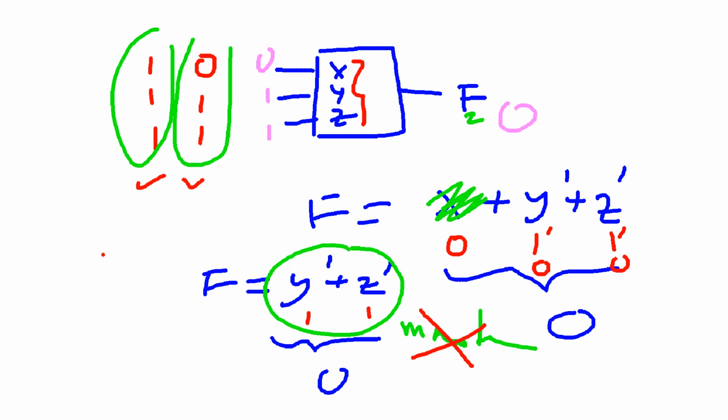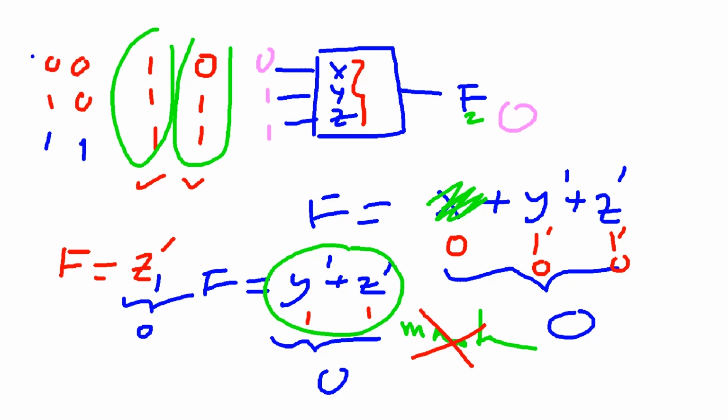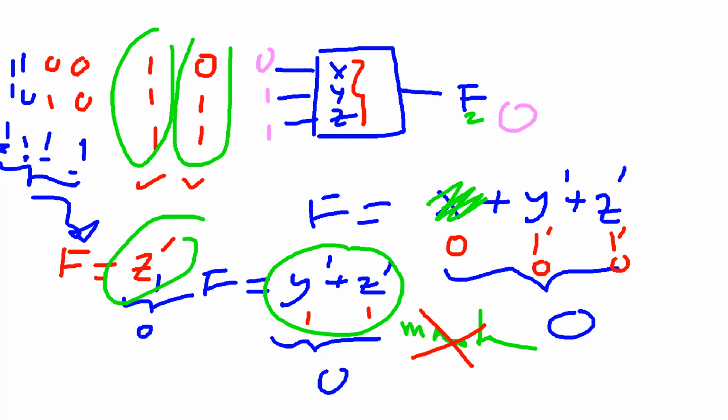Or if I remove y prime, the function is just z prime. That means this function will be 0 when z is 1, right? So there are 4 cases: 0, 0, 1, 0, 1, 1, what else? 1, 0, 1, and 1, 1, 1. Z is 1. These 4 cases can make function f become 0. So this term is not a max term. For a max term, you must write the operation across all input variables.